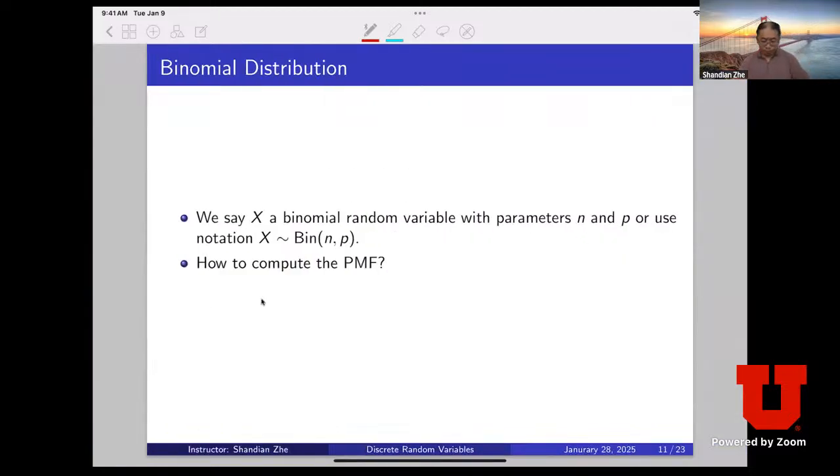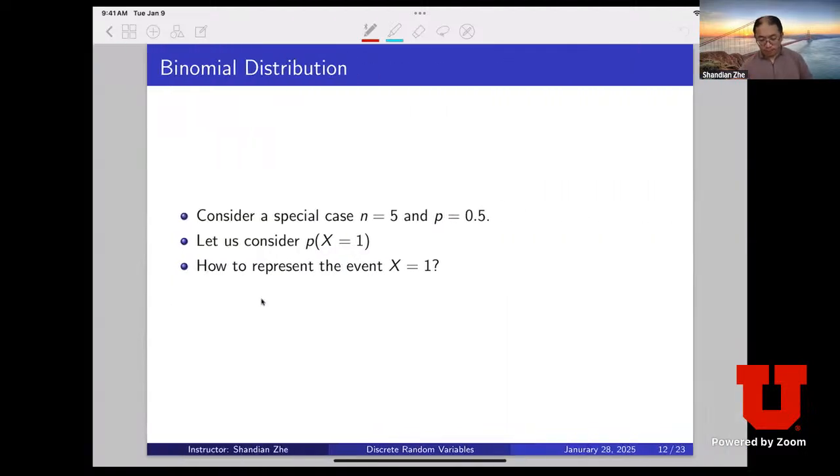Okay. How to compute the PMF, right? To illustrate this, we want to start from a concrete example, and then generalize to the formula. So consider a special case like n equals 5. That means you just do 5 trials, and p equals 0.5. You have a 0.5 chance to succeed, 0.5 chance to fail for each trial, right?